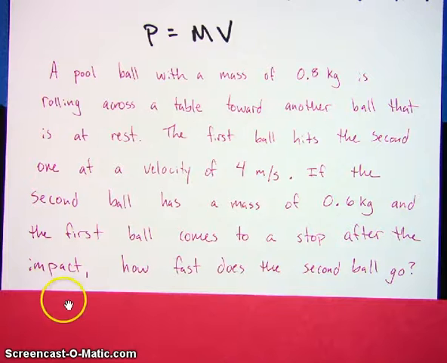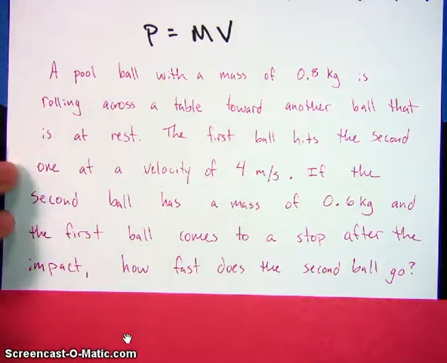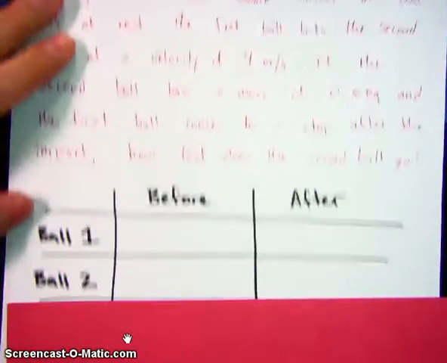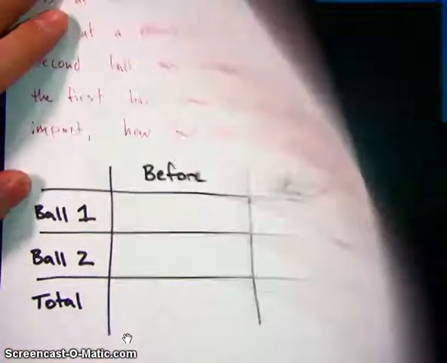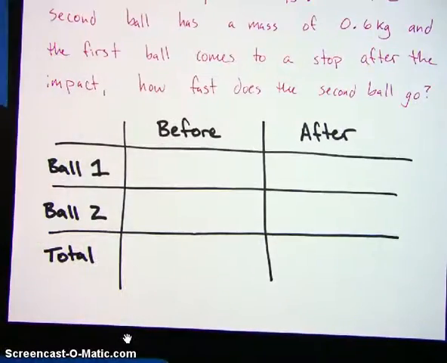So this sounds like a lot of complicated information. Let's break it down one piece at a time. I'm going to use 3 different colors in order to represent the before, the after, and the totals. So the first thing that we're going to do is the before momentum. We're going to make a table that looks like this, and we're going to keep track of all of our information this way.